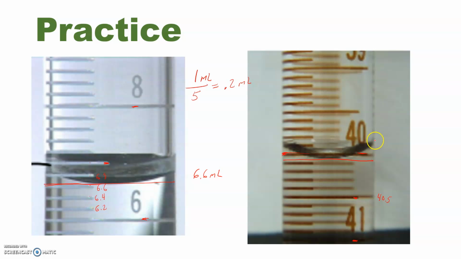40.5. And notice 40, 41, the numbers get bigger going down, which is opposite from graduated cylinders. That's because this is a burette. We'll get into what a burette is in class. You actually measure how much you pour out of your burette instead of how much you put into it. So that's why the numbers are opposite. So it's between 40 and 40.1. So I'd say it's about 40.05 milliliters for that one. And again, if you have questions on these, bring them to class.